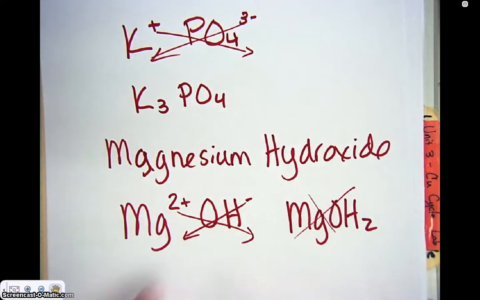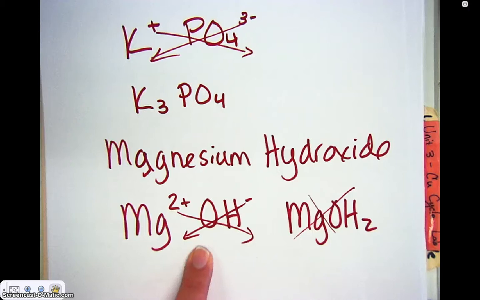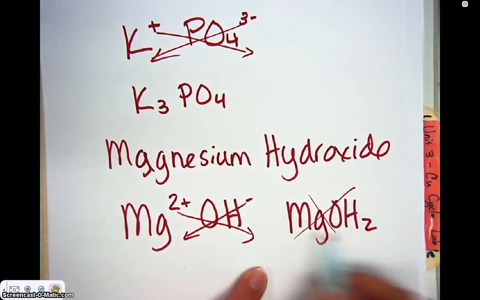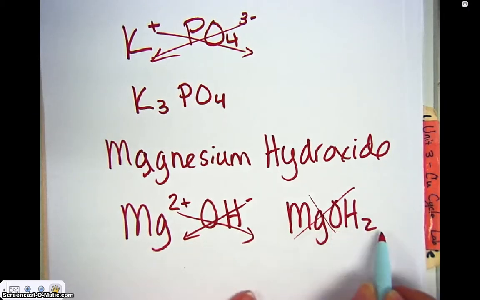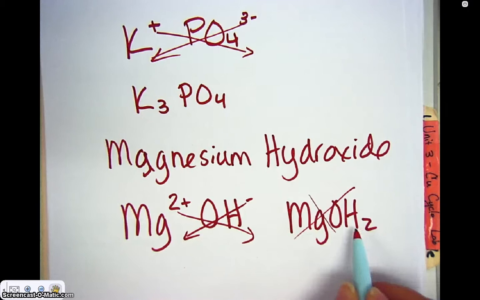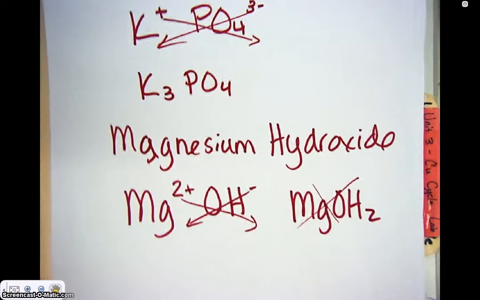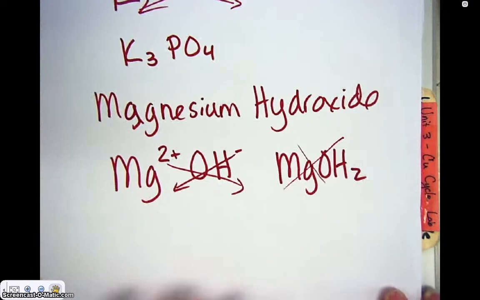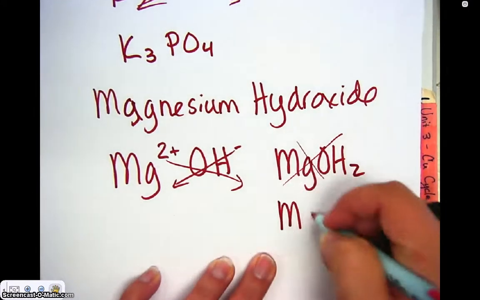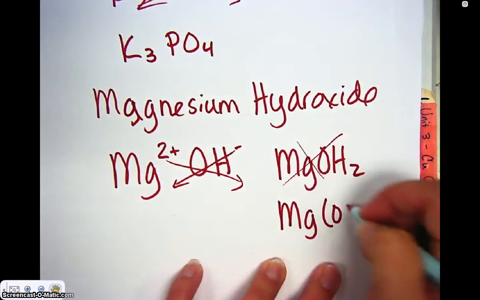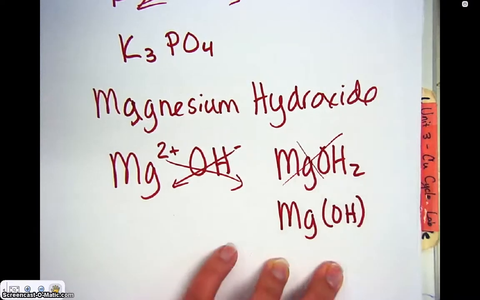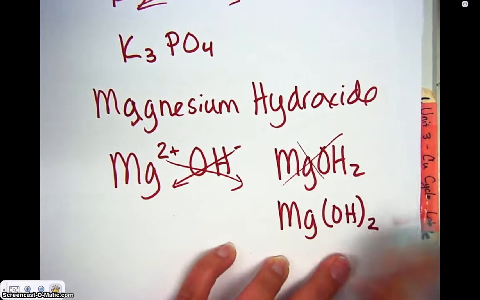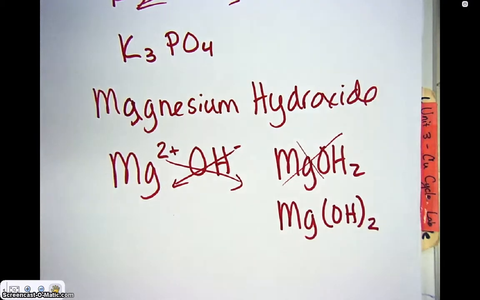We want two hydroxides, right? We don't want just two hydrogens. What MgOH2 means is that you have two hydrogens. We want to say that we have two hydroxides. So how we actually would write it would be Mg, parentheses, OH, and 2. We put the polyatomic in parentheses so that we can say we want two of everything that is in the parentheses.